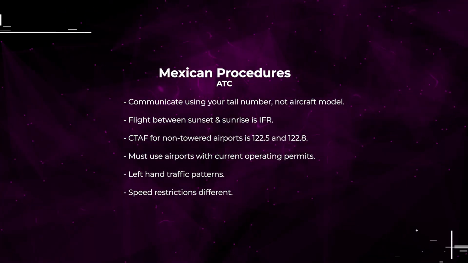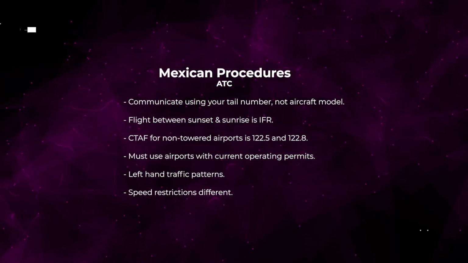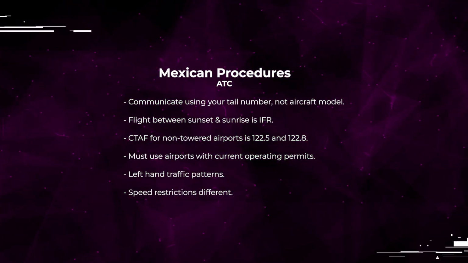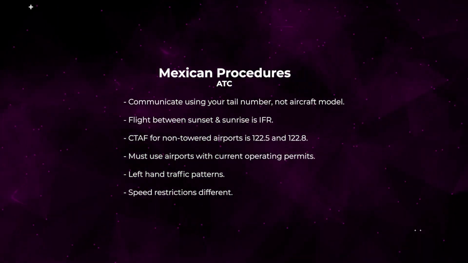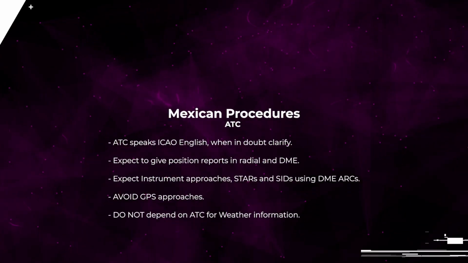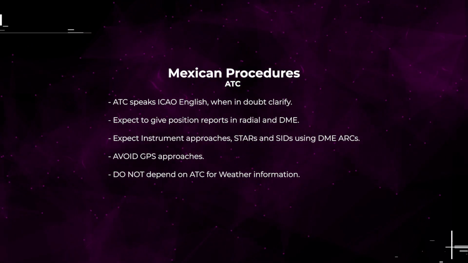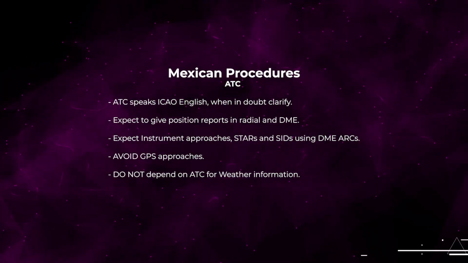Left-hand traffic patterns in Mexico prevail, and if you're flying an aircraft capable of more than 200 knots, take note that Mexico has different regulation with regards to speed restrictions. If you are unsure of what ATC has instructed you to do, always clarify. Never assume. As Mexico is typically a non-radar environment, expect to give position reports in radial and DME.